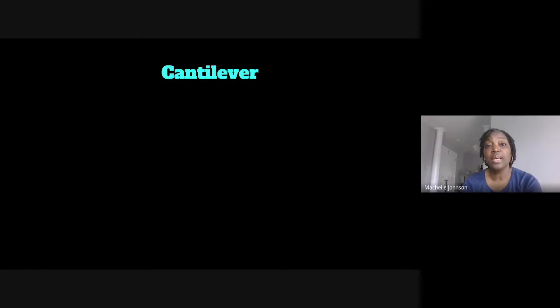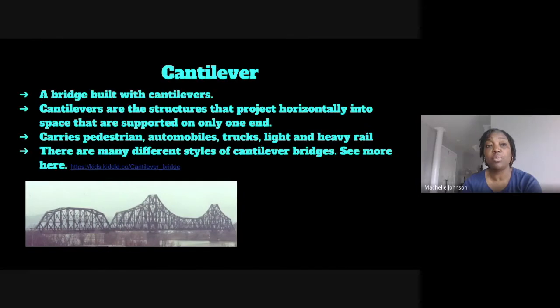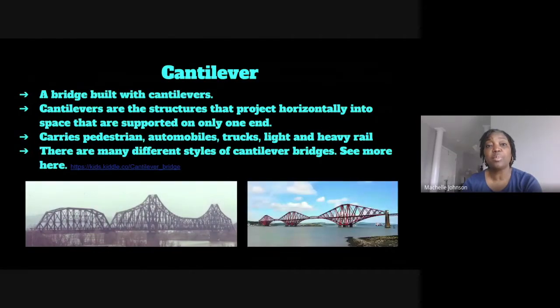The next one is the cantilever. Cantilever is a very interesting type of bridge because it is a bridge that is built with cantilevers. Cantilevers are the structures that project horizontally into space that are supported on only one end. It carries pedestrians, automobiles, trucks, light and heavy rail. There are many different styles of cantilever bridges, and you can see more here. If you were to click on that link, you would also get more information on the cantilever bridge.